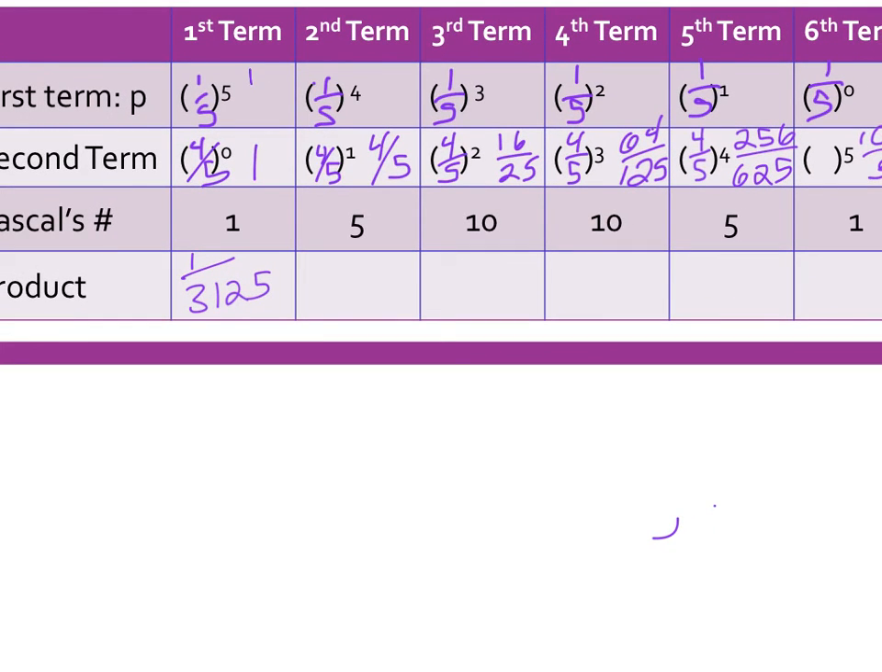All right, 5 to the 4th, this is 1 over 625. This one is 1 over 125, and 1 over 25, and 1 over 5, and 1. Okay, so multiply down. I'm going to get 4 over 5 times 5, so 4 over 625.